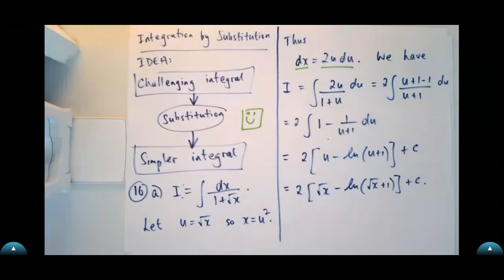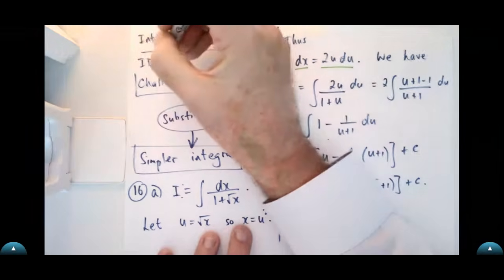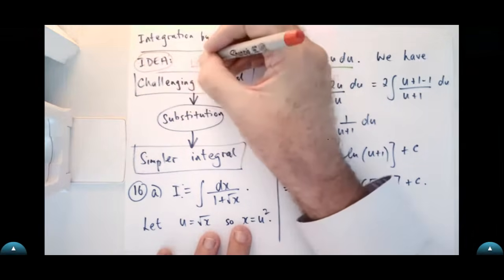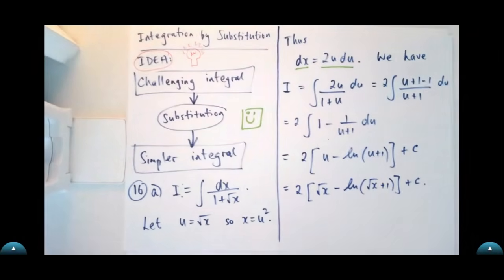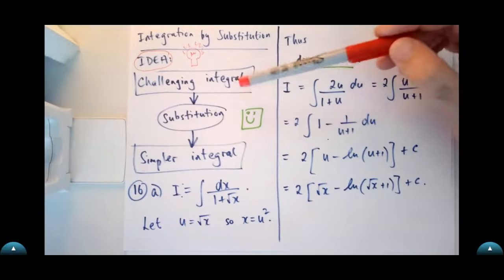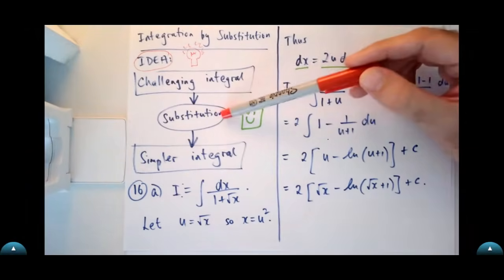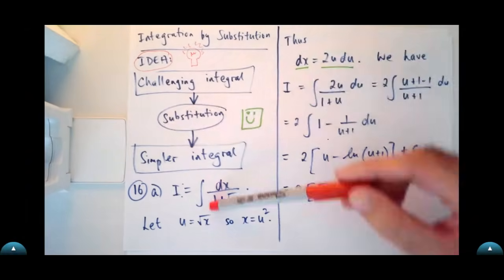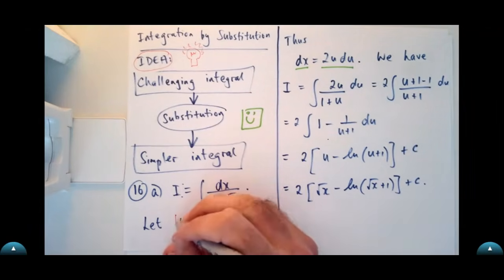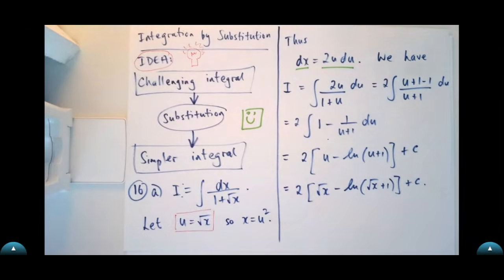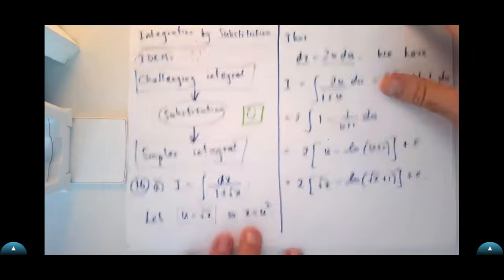So the basic idea: you want to take a difficult integral and reduce it to a simpler integral through some sort of substitution. Now, here's a good question. This was my substitution. This is not the only substitution.